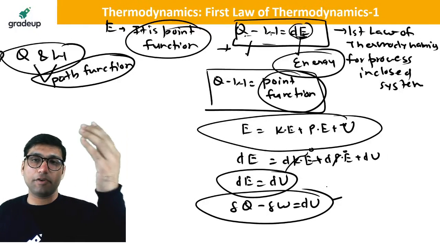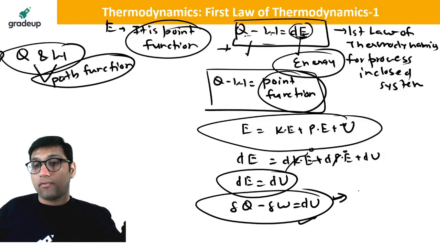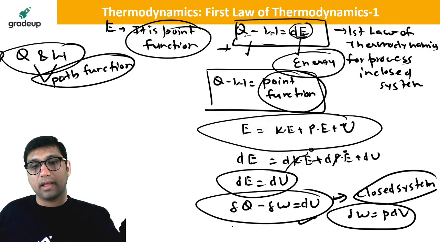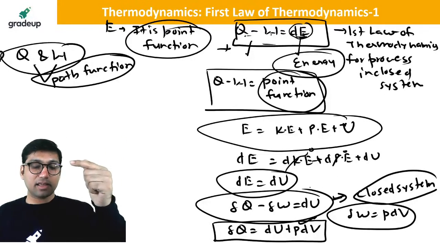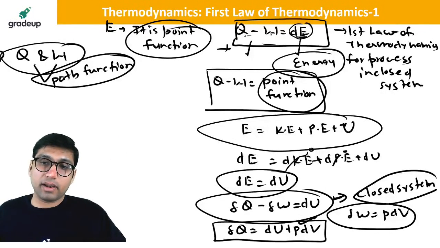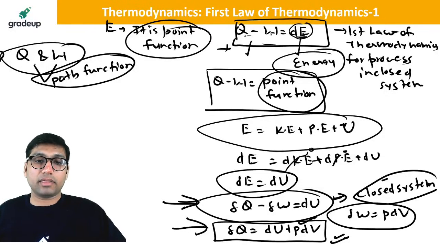If you neglect the kinetic and potential energy, this is what you get as the first law of thermodynamics for a closed system in a process. And sometimes you also write that for a closed system, if it is a quasi-static process, then work can also be written as PdV work. Then this you also get as dU plus PdV. So for that you apply the assumption that change in kinetic energy and potential energy is negligible, and also it is a closed system and quasi-static. In that condition you will get this equation for the first law of thermodynamics for a process. Otherwise you will get the general equation.